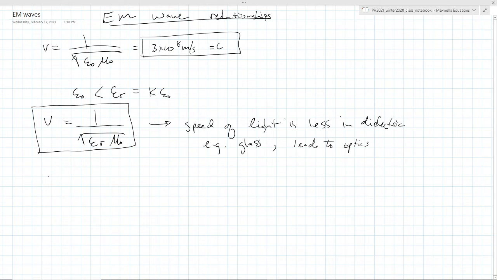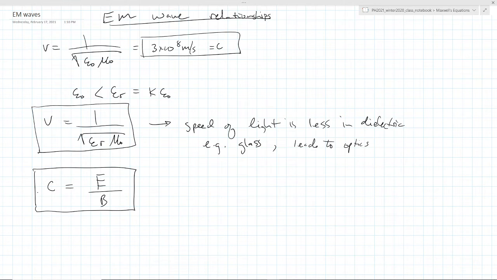Another thing that you should be aware of is that the speed of light is also equal to the ratio of the electric to magnetic fields. If you look at the derivation in the text, it motivates this for you. This is kind of interesting because if you know the magnitude of the electric field and you know the speed of light, obviously, then you can pull out the magnetic field.